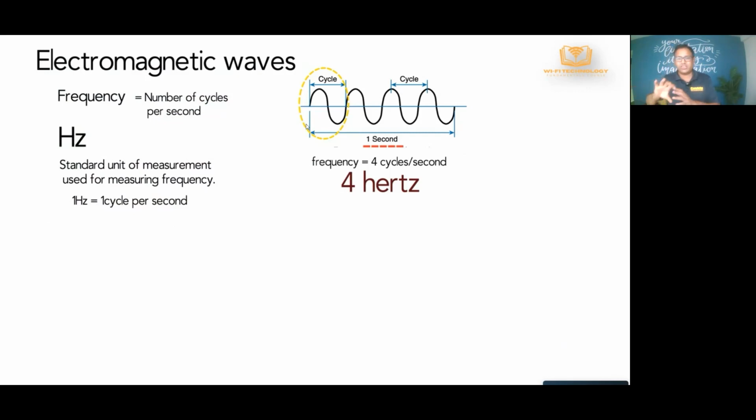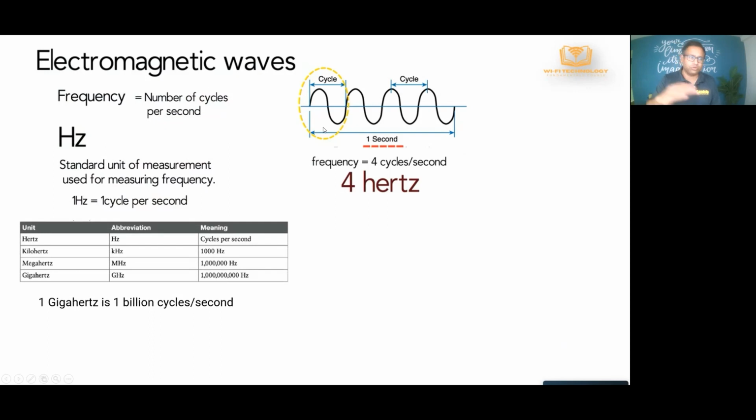This is just how frequent the cycles of the wave are within a certain period of time, and that's what represents the frequency of the signal. Just to remind again, if you're doing 4 cycles in a second, that is 4 cycles per second, that's 4 hertz. Now let's go to megahertz, gigahertz, kilohertz, and so on. Hertz is nothing but cycles per second, as I said.